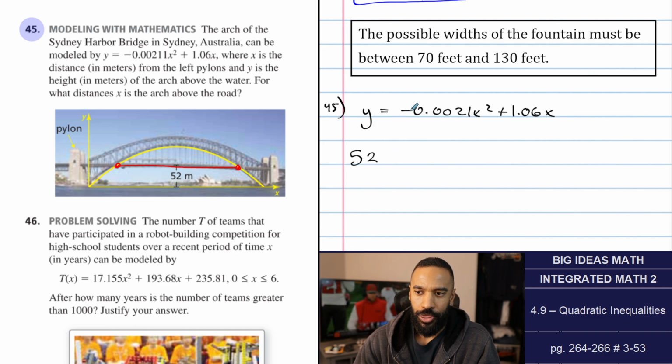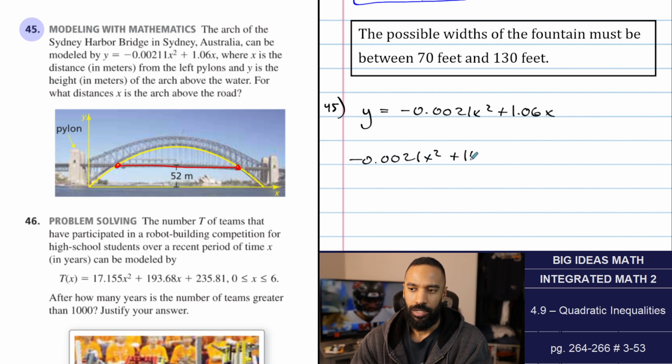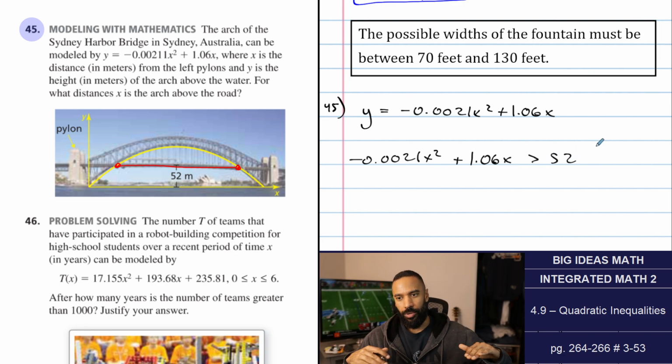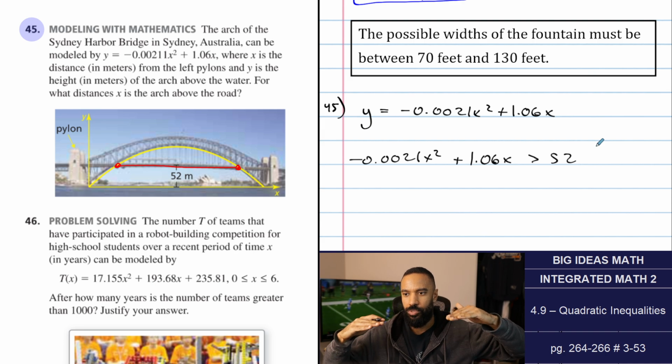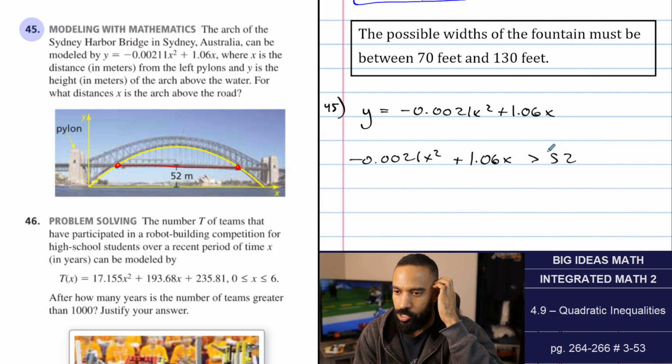We need our thing. Let me write it over here. We need our thing here. I don't know what I just wrote. Plus 1.06x to be greater than 52 meters. At y equals 0 is the water. At y equals 52 is the road. We need our arch to be above the road. So this is what we're looking at.